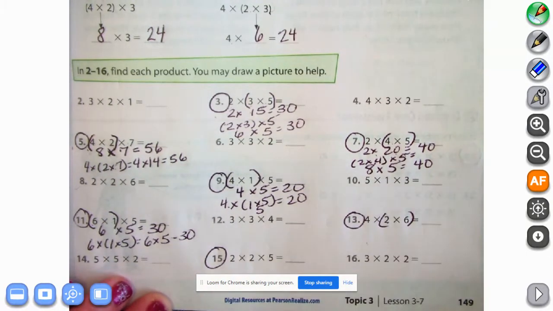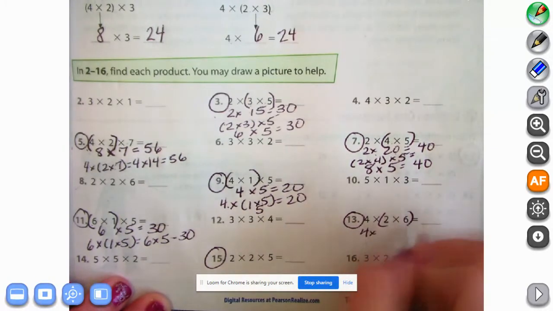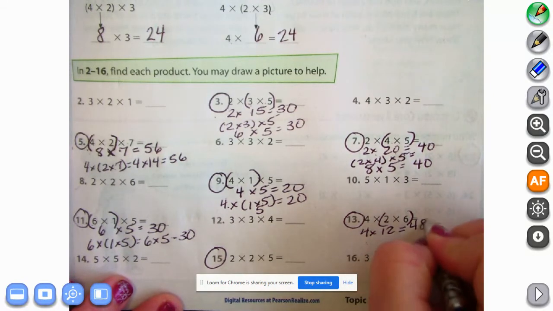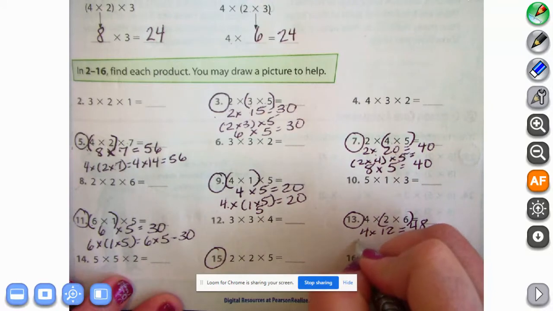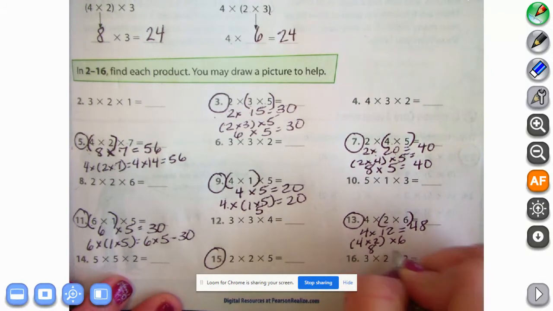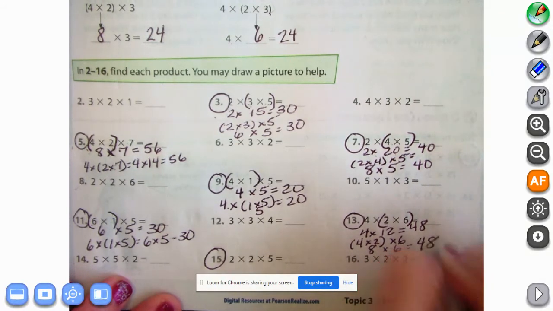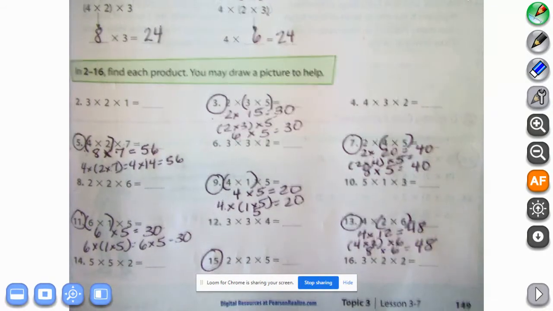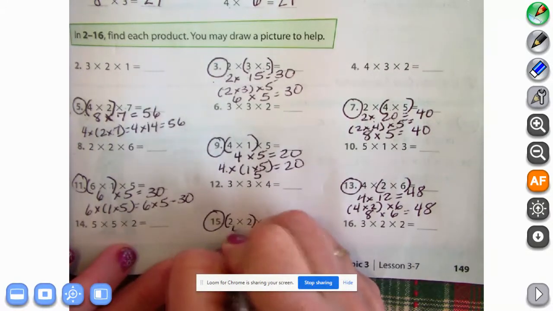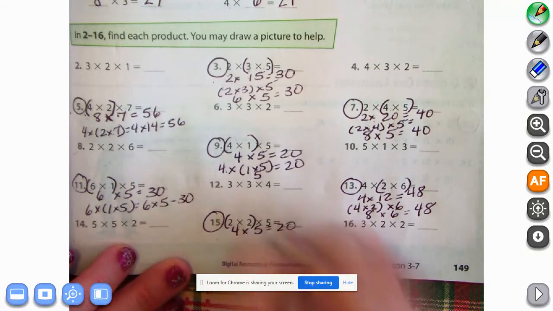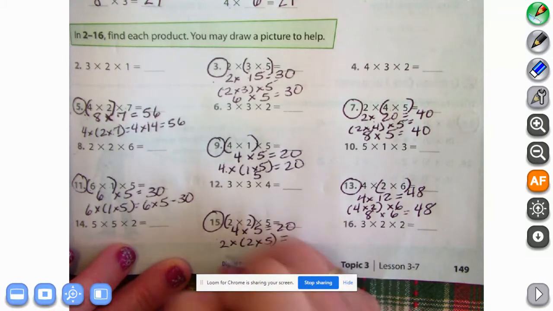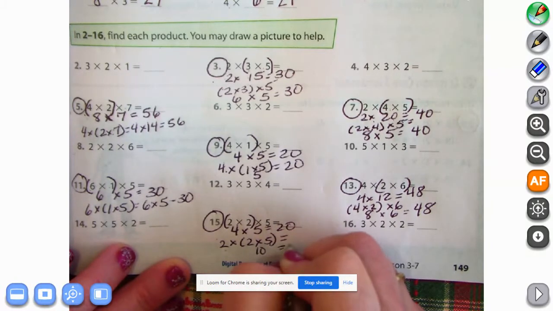Let's put the parentheses here for this one. 4 times 2 times 6 is 12, and 12 times 4 is 48. Let's try it this way. 4 times 2 times 6. 4 times 2 is 8, times 6 is 48. And one more. 2 times 2 is 4, times 5 equals 20. 2 times 5 is 2 times 10 equals 20.